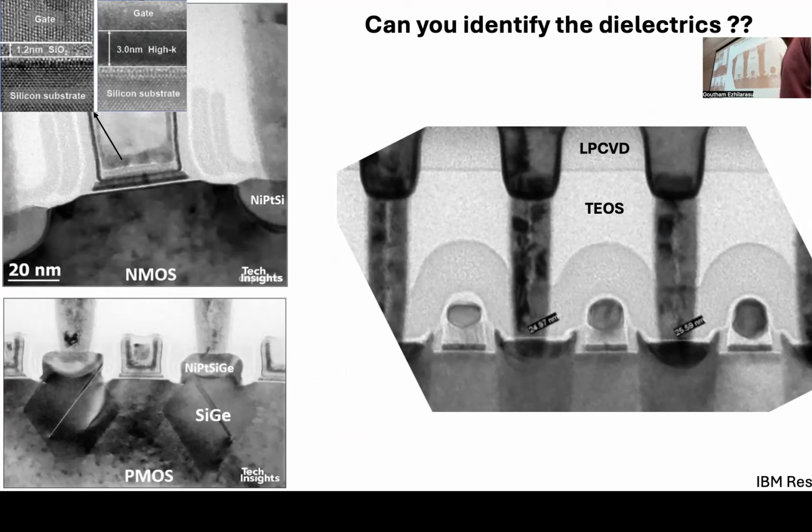What's the difference between ALD and MLD? What is MLD? I don't know. What is that? Molecular layer? No, I don't know.